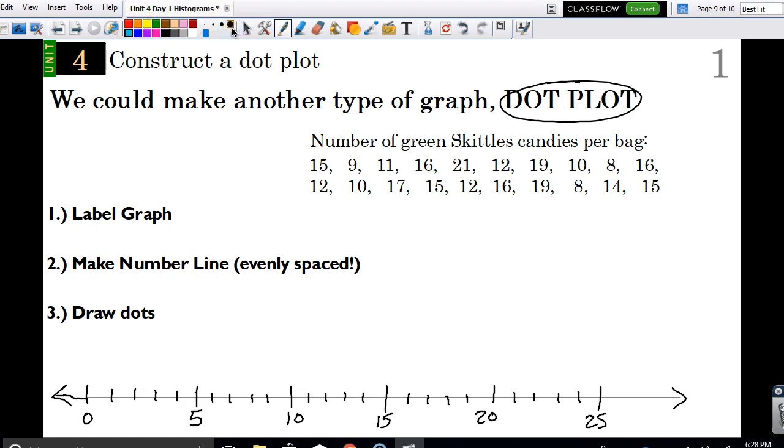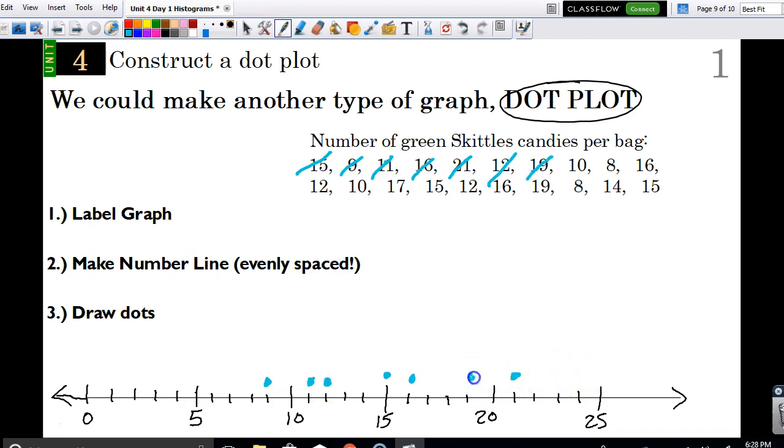So let's count. The first one is 15. I'm going to put a dot right there. So I made the number line evenly spaced, and now I'm going to draw the dots. There's 15, 9, put a dot there. 11, dot there. 16, dot. 21, dot. 12, dot. 19.